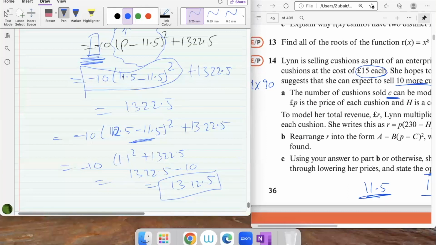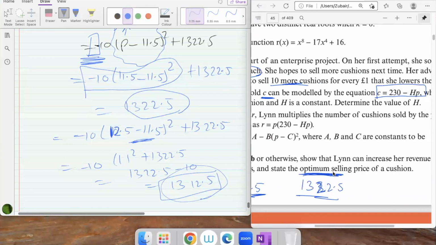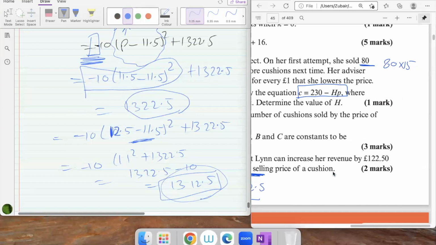First, if we use 11.5, we are getting this revenue. If we used 12.5, we are getting this revenue. So increasing the value is actually decreasing the revenue. So this is the answer to the other part of this question.